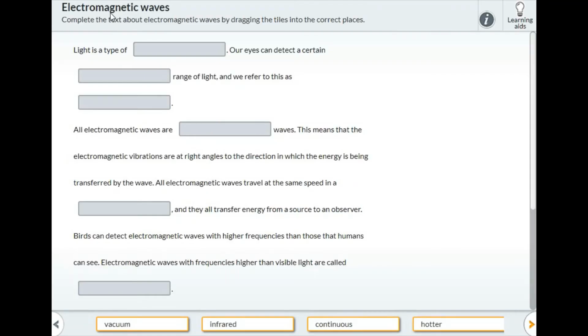Electromagnetic waves. Complete the text about electromagnetic waves by dragging the tiles into the correct place. Okay, so we've got these options. We can scroll through them. So let's read the sentence. Light is a type of, I'm guessing electromagnetic wave. Our eyes can detect a certain, is that frequency? Let's see, is frequency there?